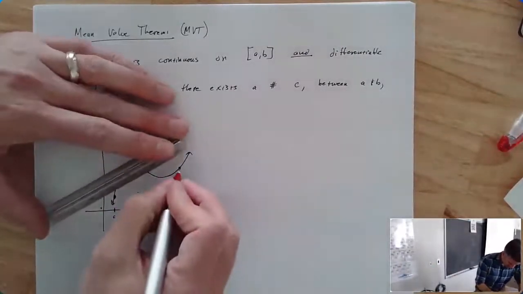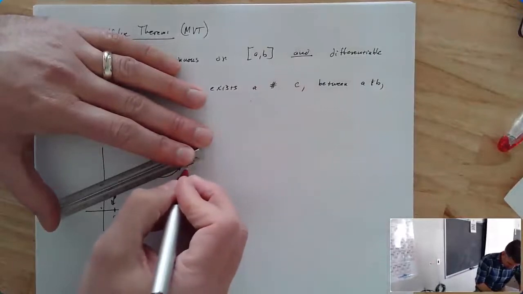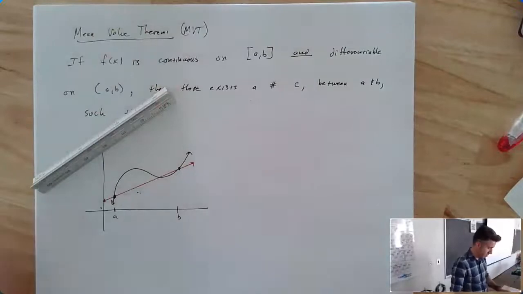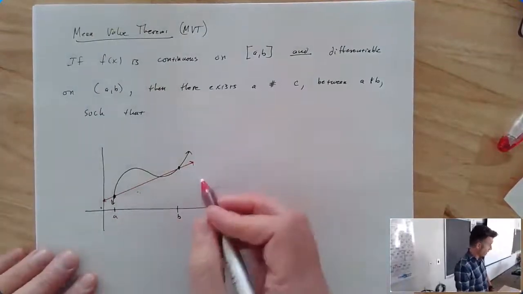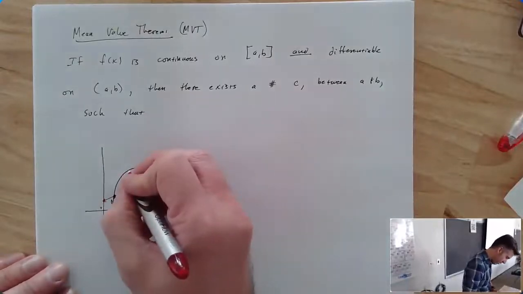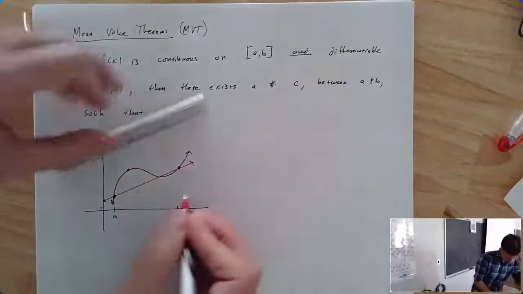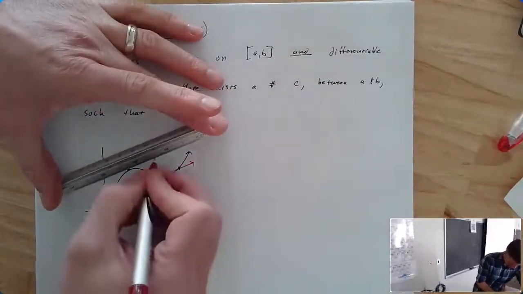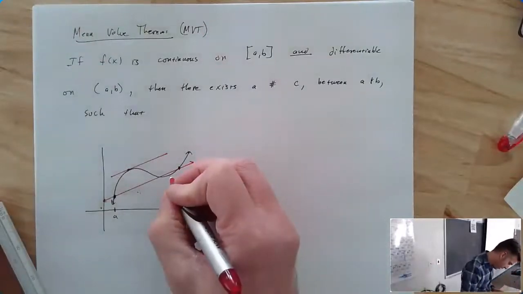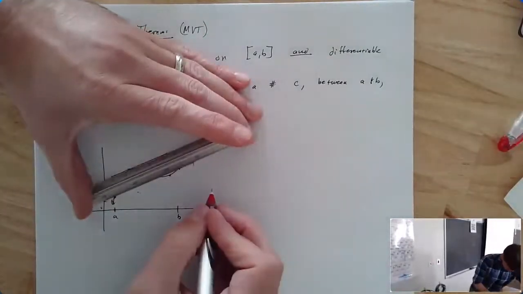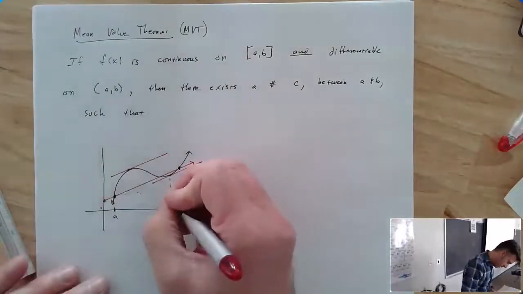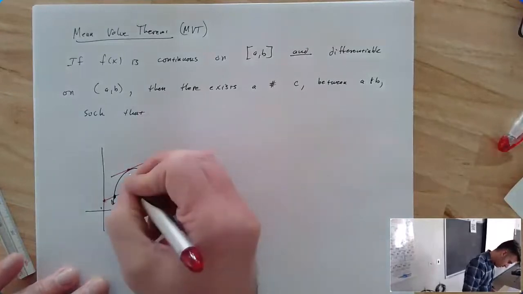So what we're saying is somewhere between A and B, there's at least one point, maybe more than one, where the slope of the tangent line is equal to the slope of that line. Or in other words, where the tangent line is parallel to that line. Maybe it's about right there. Or it looks like there's probably also one right there. So there's a C. There's a C.